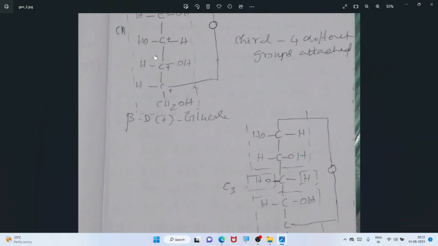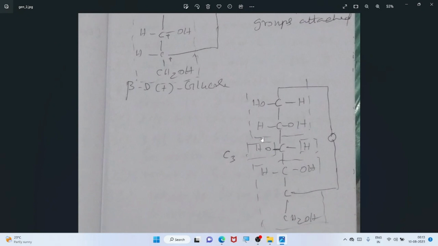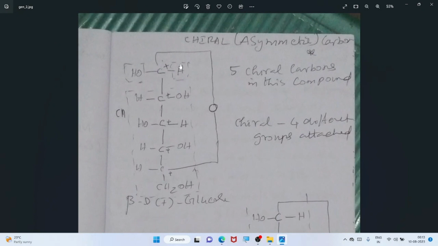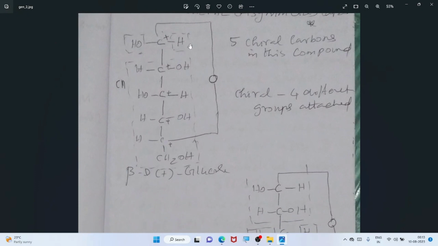Similarly, if you take this third carbon atom, the group above is one group, then second group, third group and fourth group, all are different. So when a carbon atom is connected to 4 different groups, then it is called chiral or asymmetric. In this glucose structure, we have 1, 2, 3, 4, 5 chiral carbon atoms. This one is not chiral because we have 2 hydrogens connected to the same carbon. These other 5 are chiral carbons.